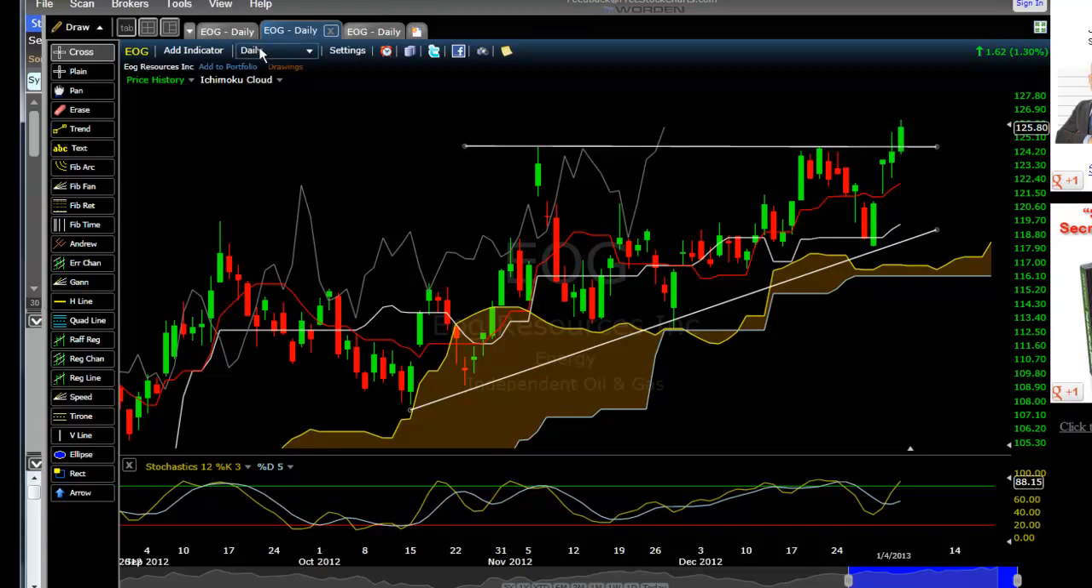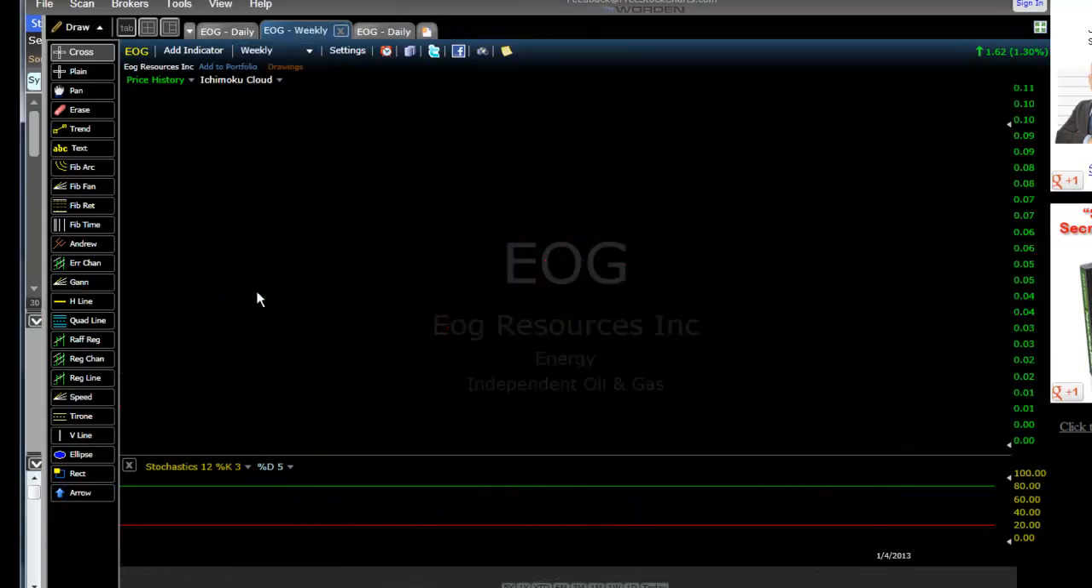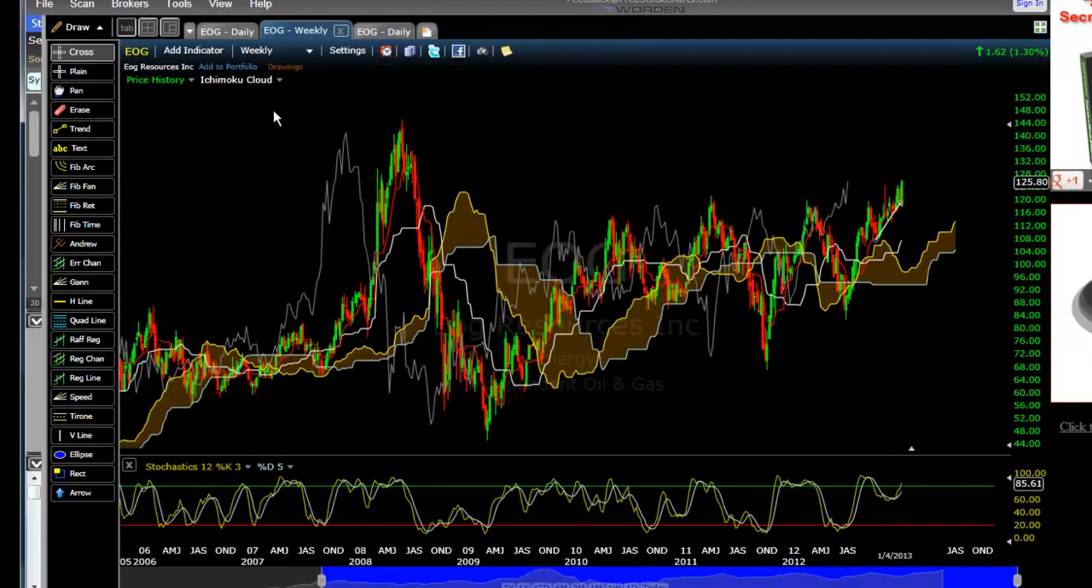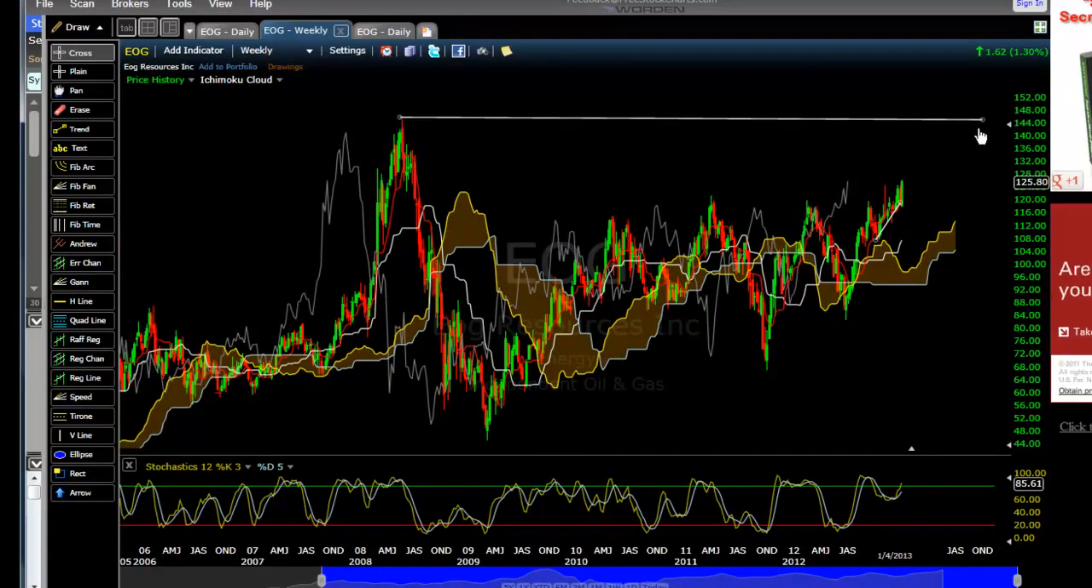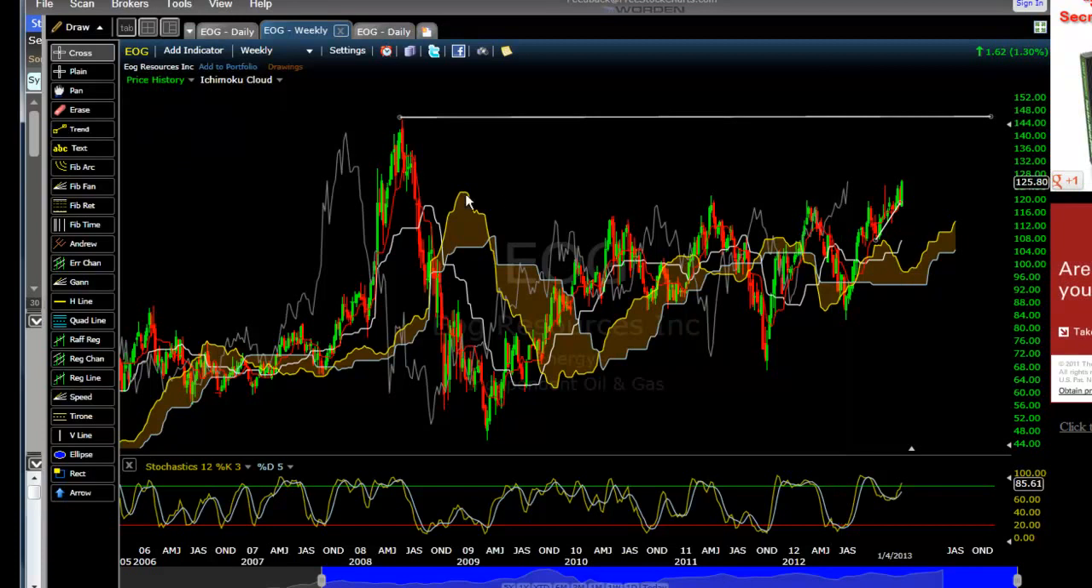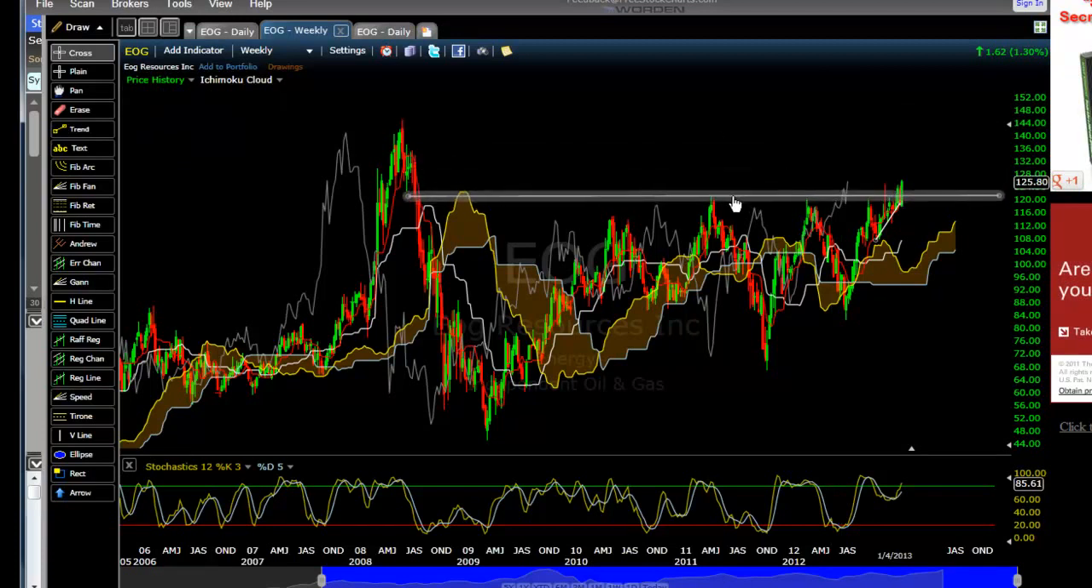Now, I was pointing out on the weekly in the chat room that we have this high up here at 146. These highs back up at 146. Now that we're above this level here, it's looking pretty good.